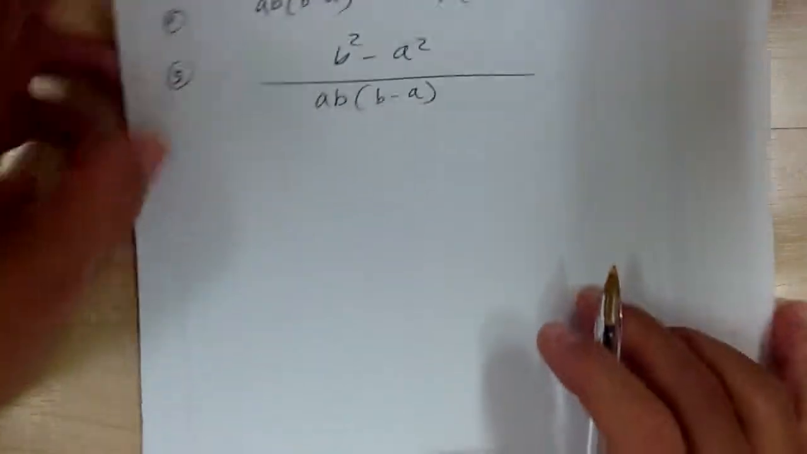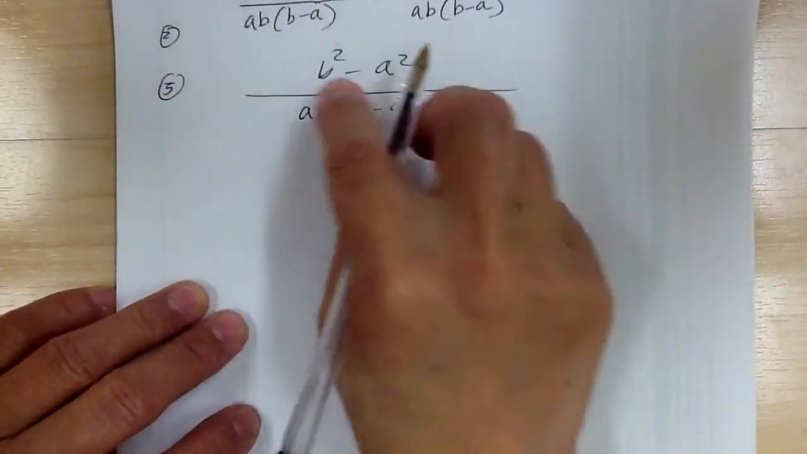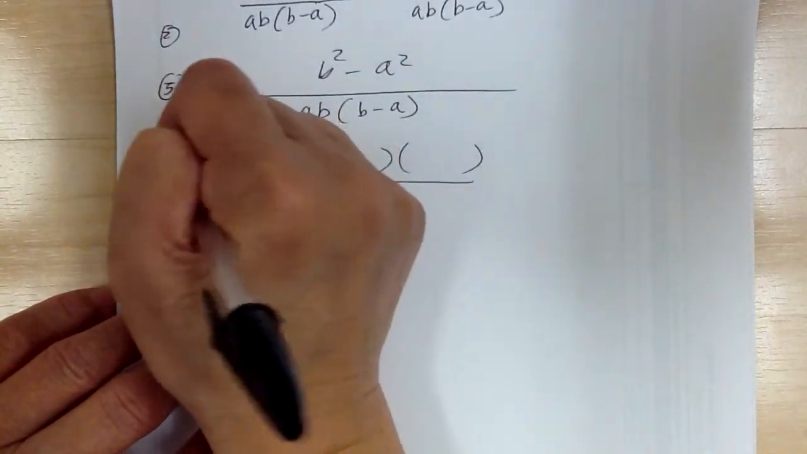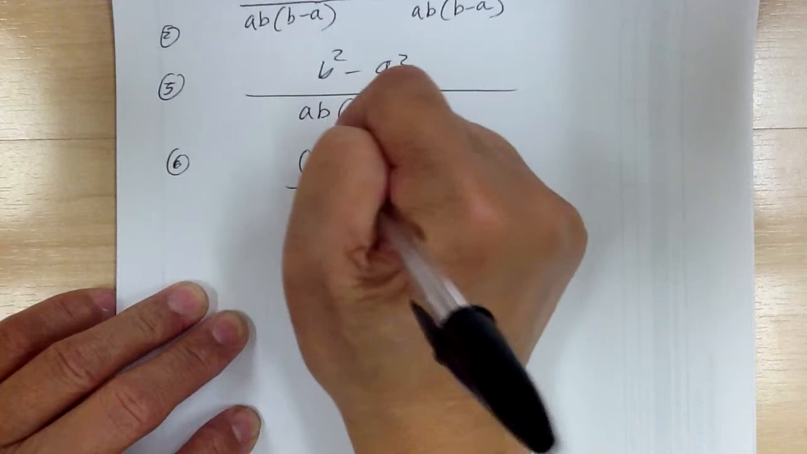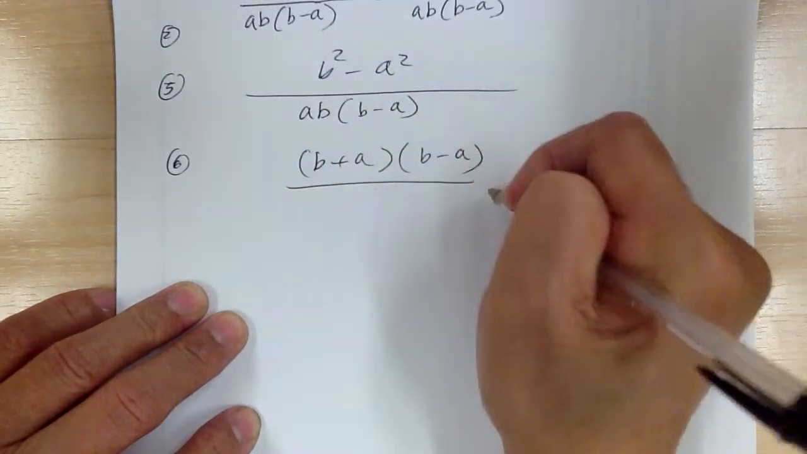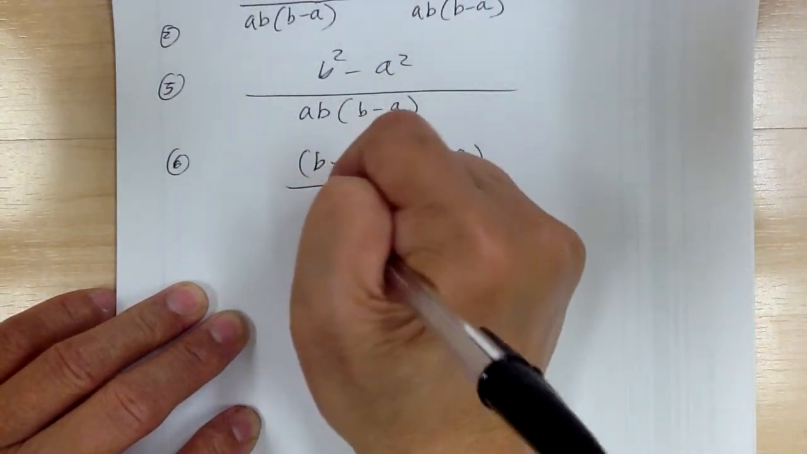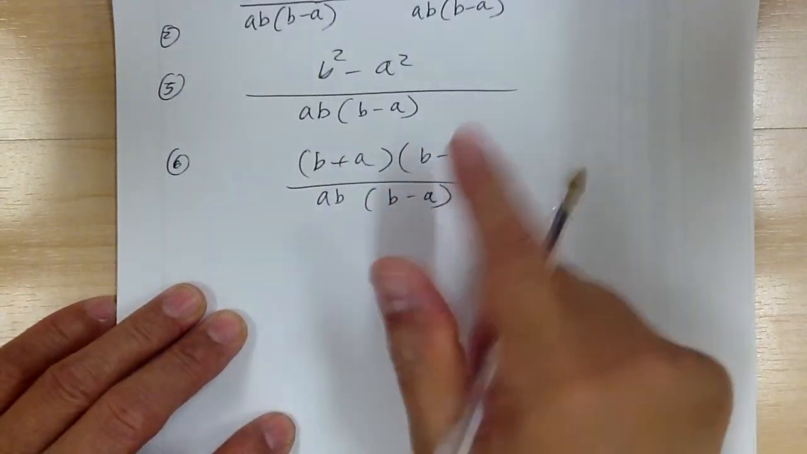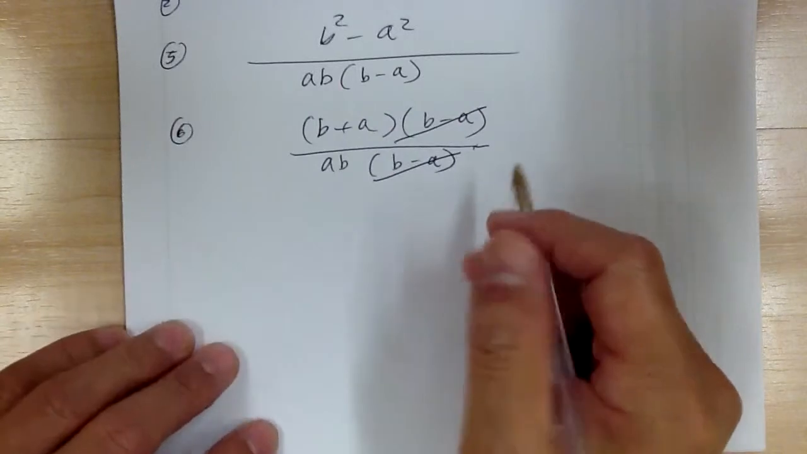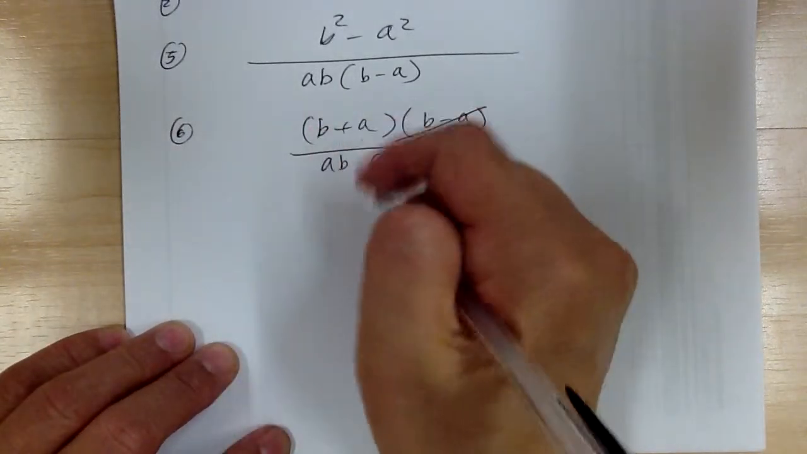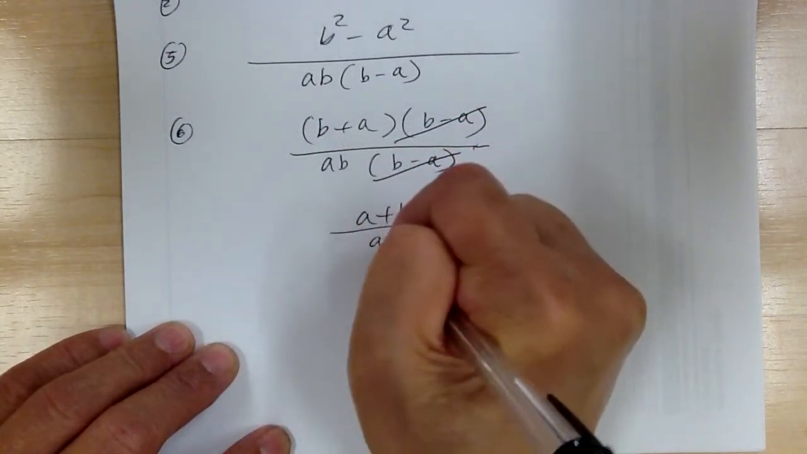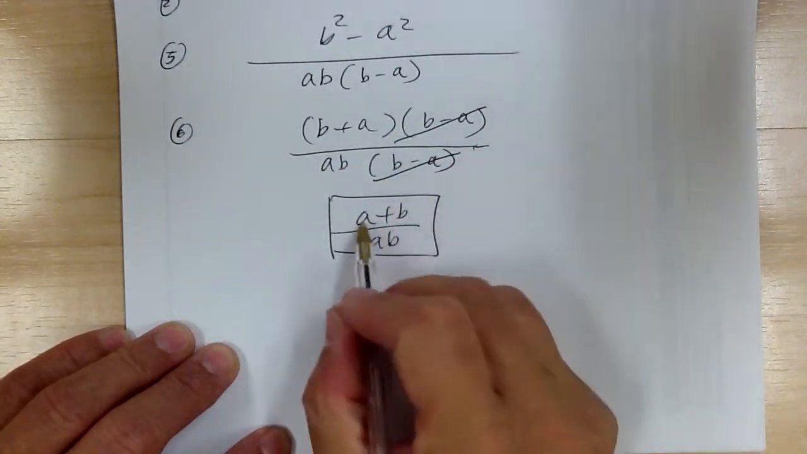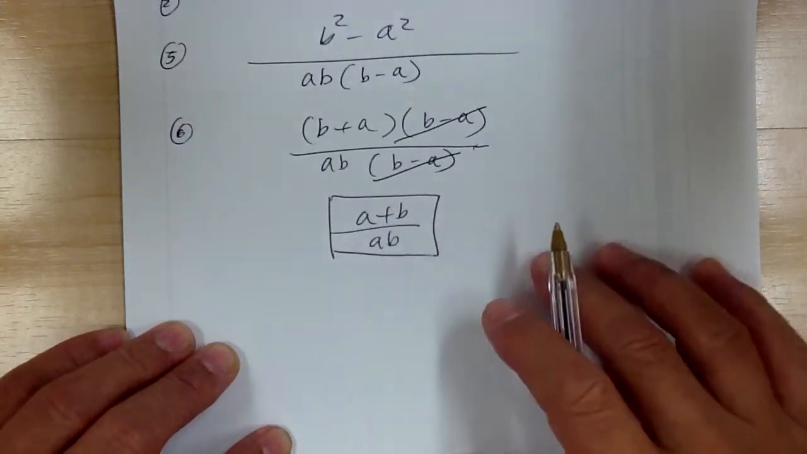Then after that, you have to do factoring because you see there are squares. This is a difference of squares, so you make it into b plus a, b minus a. On the bottom, make it ab, b minus a. Now this can cancel out. I'm going to put this in the correct order, so I got a plus b over ab. Now do not cancel anything. These are terms, so do not cancel terms.